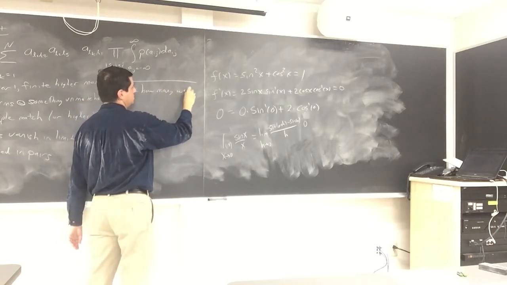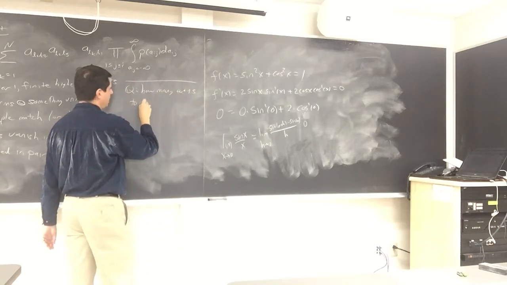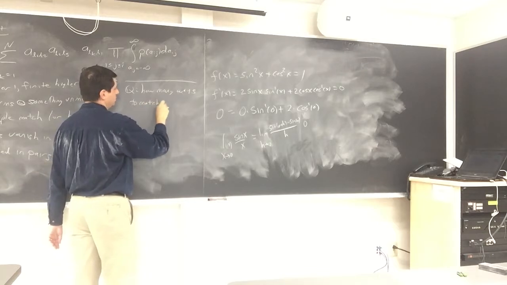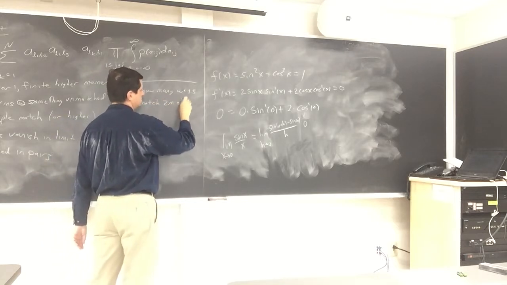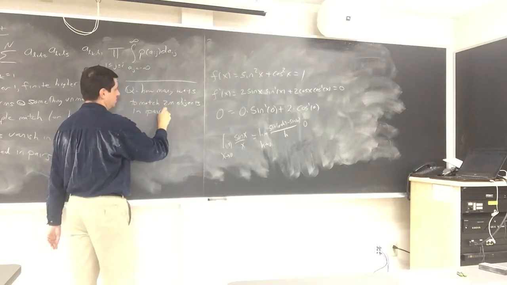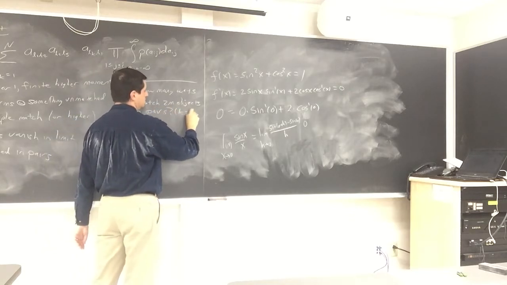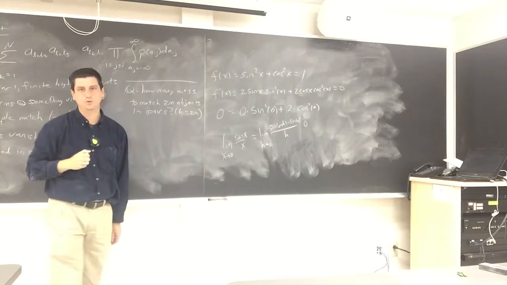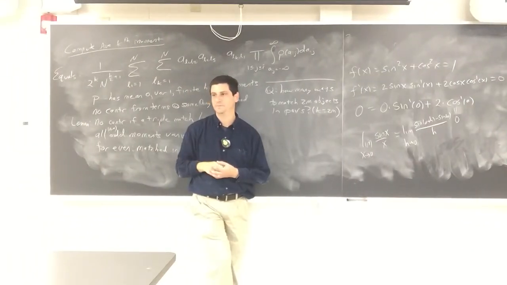How many ways to match 2m objects in pairs? So here, I'm now assuming k equals 2m because we know k has to be even. So there's a lot of ways to do this.